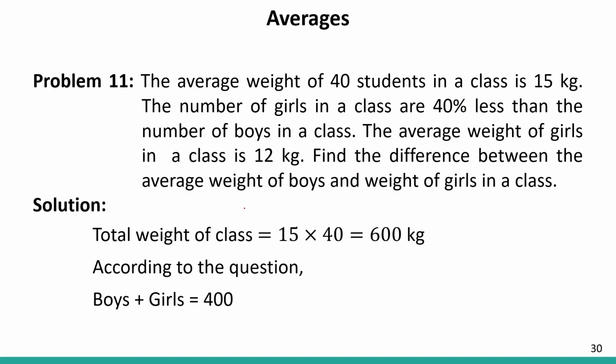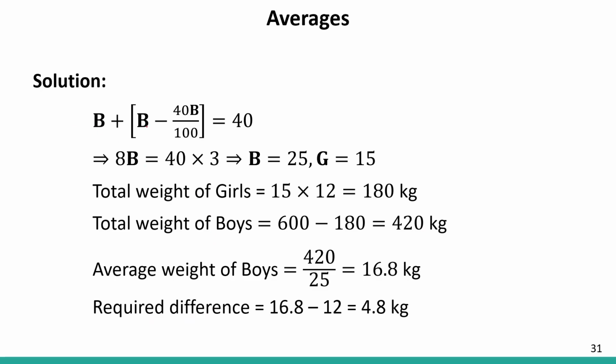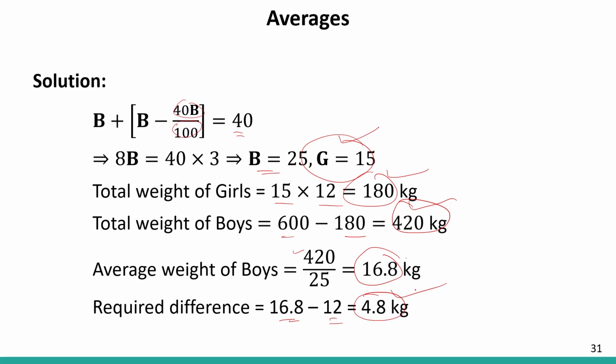Okay, so the total weight in the class is equal to 15 into 40, which is 600 kg. So according to the question, boys plus girls is equal to 40. So b minus 40b by 100, because girls are 40% less than the number of boys, right? This implies that b is equal to 25, g is equal to 15. Okay, so the total weight of girls is equal to 15 into 12, so that will be 180 kilogram. So the total weight of boys is equal to 600 minus 180, that is equal to 420 kilogram. Okay, so the average weight of boys is equal to what? 420 by 25, that is equal to 16.8 kilogram. So the required difference is 16.8 minus 12, so it will be 4.8 kilogram, right?